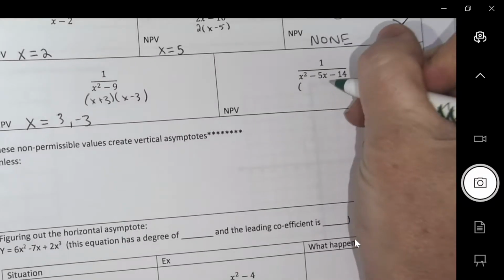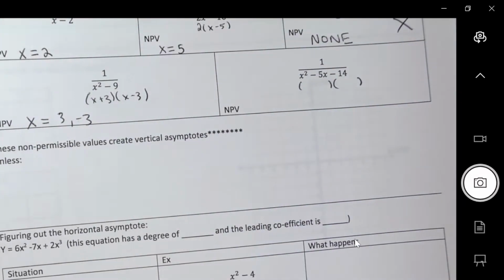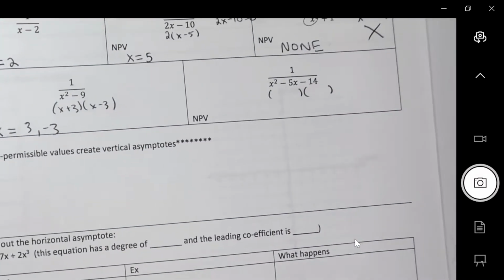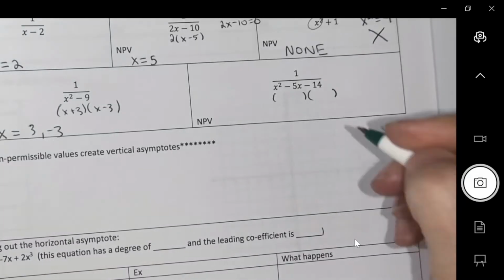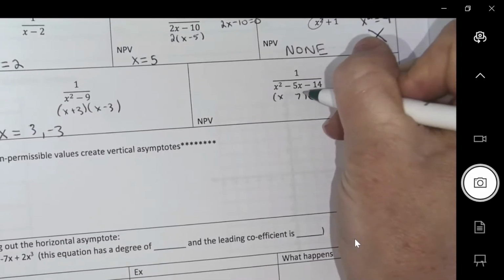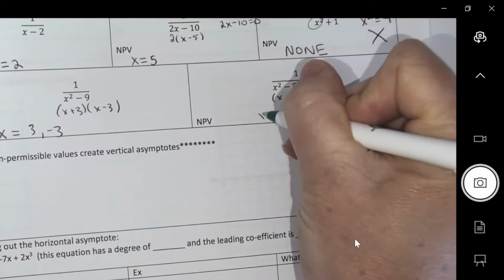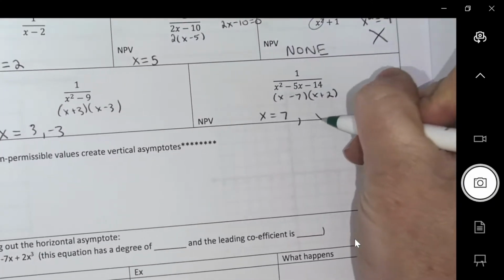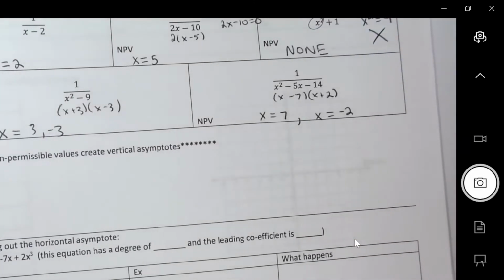Okay, and the last one, I'm going to make you do this. So we're going to factor that. So what do we have? A 7 times 2. So x is not allowed to be 7 or negative 2.